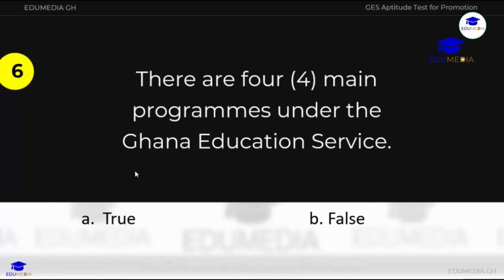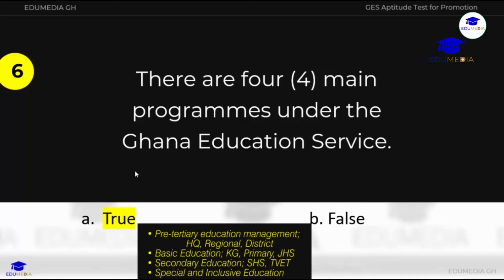Question number 6. There are 4 main programs under the Ghana Education Service. The correct answer here is true. Now, under the Ghana Education Service, there are 4 main programs. We have 1, basic education, which comprises the kindergarten, the primary, and then the junior high schools. We also have the pre-tertiary education, then the secondary education comprising senior high school, that's SHS, and technical and vocational education. Then we have the special and inclusive education. These are the 4 main programs under the GES.